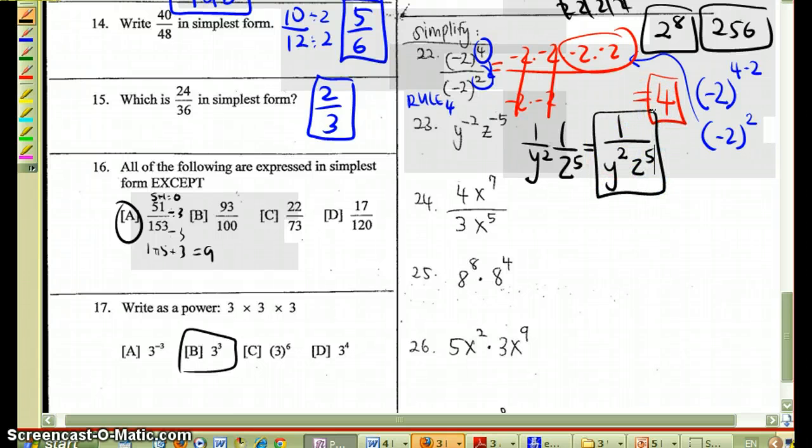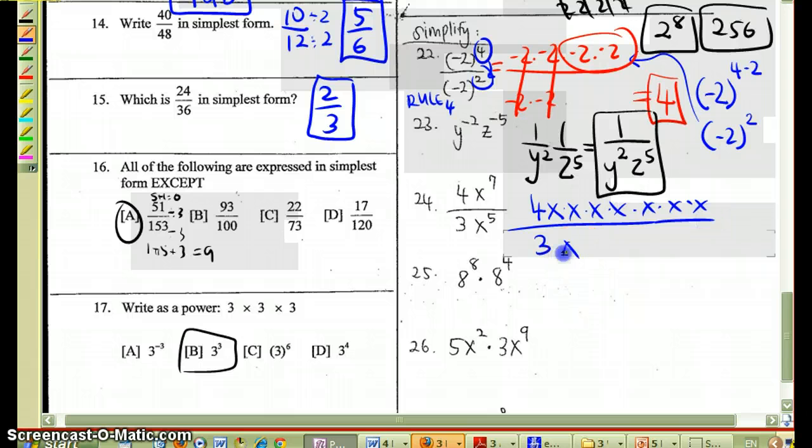Okay? Number 24, I'm going to expand it out. That's the method I'm going to take here, which would be x times x times x times x. I've got 7 of them. Okay, my denominator, I have 5 x's. Okay, then I'm going to simplify. So because of the division sign, I know that these x's equal 1 that match up.